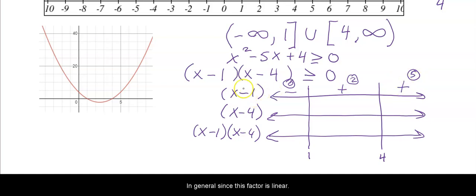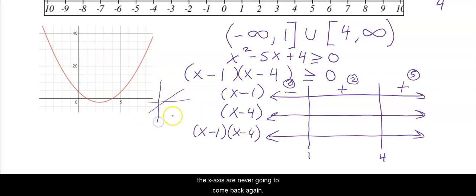In general, since this factor is linear, keep in mind that slanted lines, once they've crossed over the x-axis, are never going to come back again. This line is crossing the y-axis at -1 and the x-axis at 1. It's negative until it gets to 1, and after 1, it's positive. Again, negative till it gets to the value 1 and positive forever after.